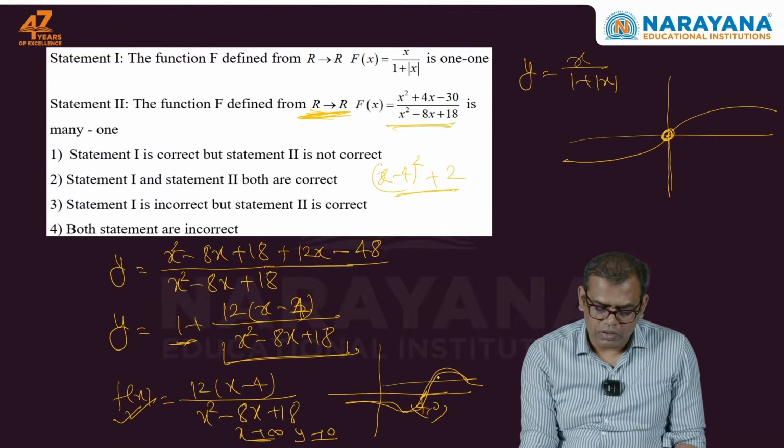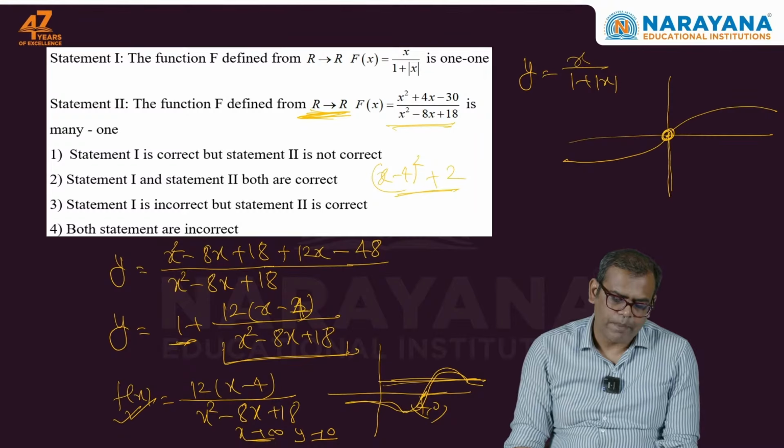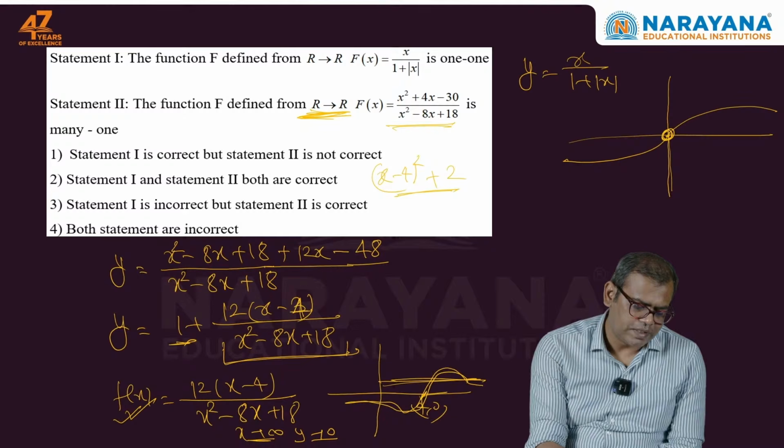So a horizontal line will intersect the graph more than once, therefore the function is many-one. It means both of the statements are correct. So the second option is the correct answer.